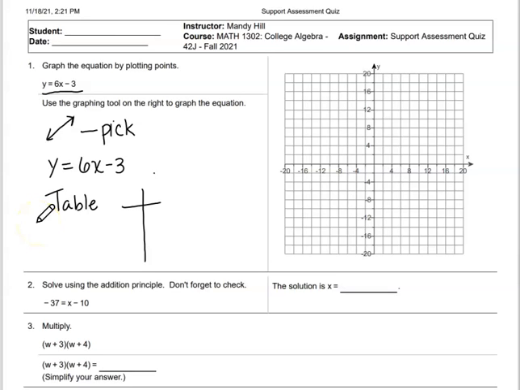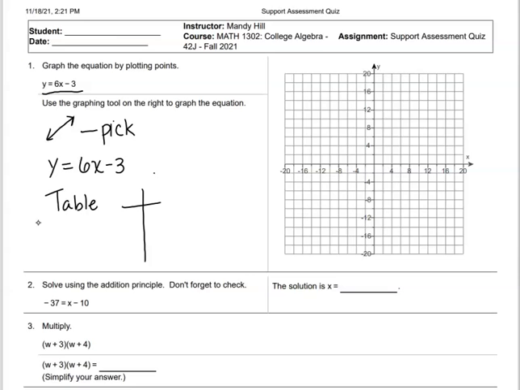So this is a support assessment quiz review, and I just wanted to go over a few pointers that you could use while you take this. It says graph the equation by plotting points: y equals 6x minus 3. The first thing, you're going to use that graphing tool, and you're going to have to pick that it makes a straight line.